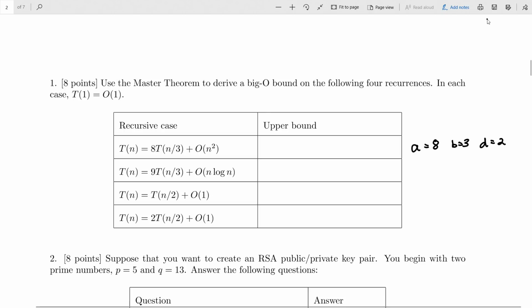So what's log base B of A? Less than 2. Less than 2 is all that matters. You figure if it was 9, it would be 2. 3 squared is 9, so it's less than 2. So D is bigger, and so the answer is just O of n squared. Okay, what about the next one?